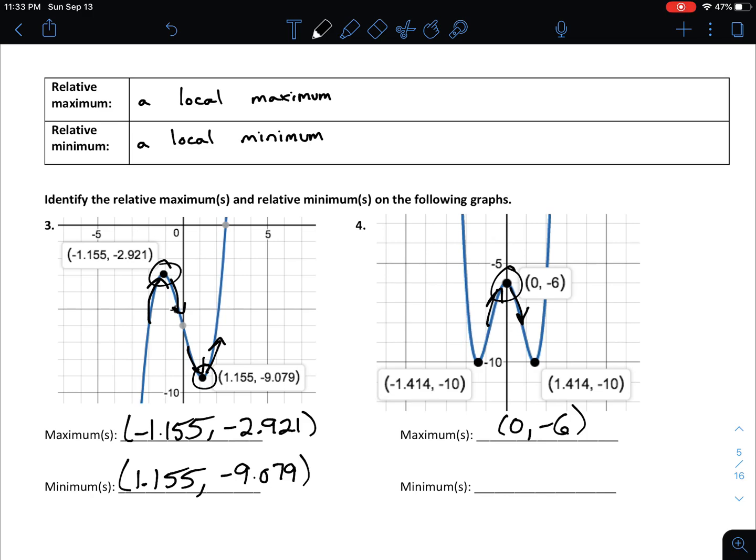For minimums, we're looking again for any points that look like they're at the bottom of a hill. We've got 2 of those points. They both switch from decreasing to increasing, so we know that those are both relative minimums. So listing off those points, (-1.414, -10). The other point, (1.414, -10).